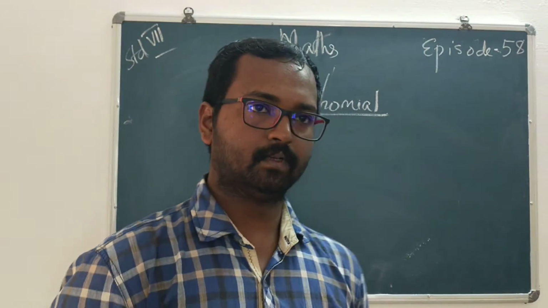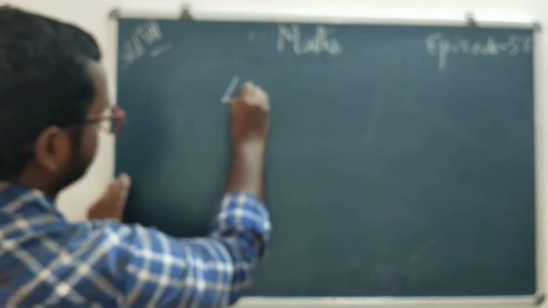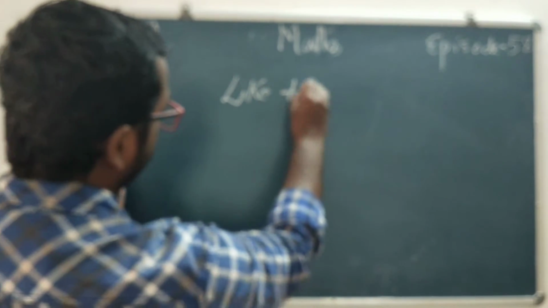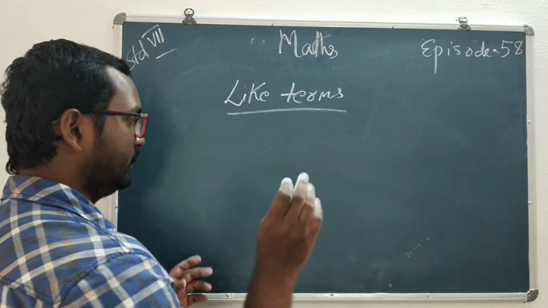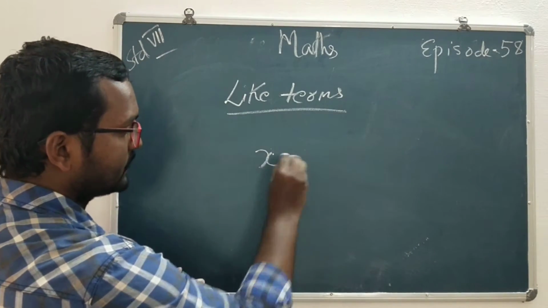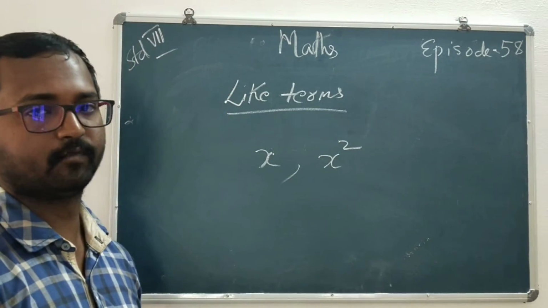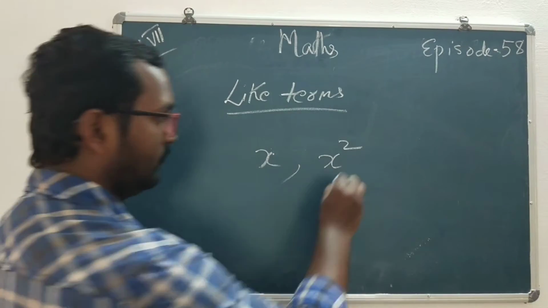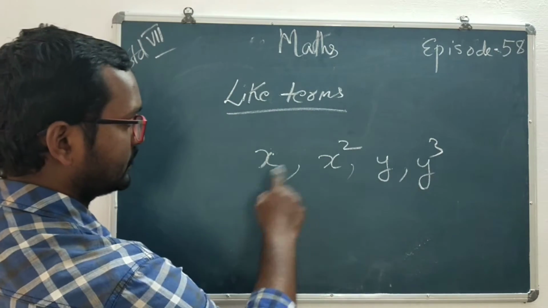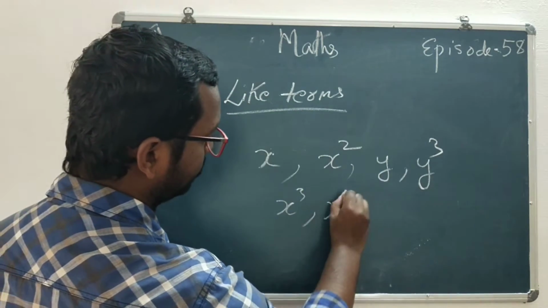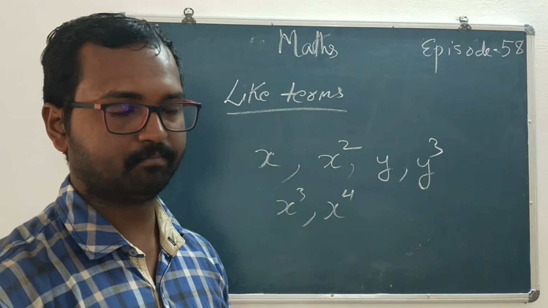Okay, now you have to understand in variables, like terms. This is very, very important, like terms. Okay, so remember this one thing very clearly. X and x square are two different types of variables. Y and y cube are 2 different types of variables. X square, x cube, x to the power 4, all are different. All are completely different. They are not same.